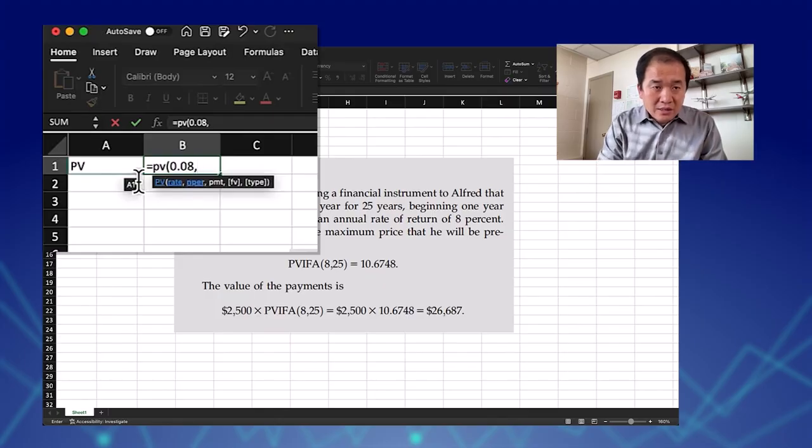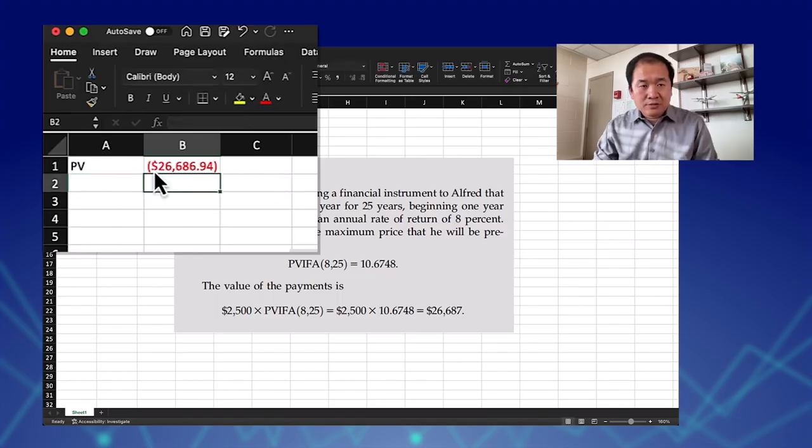Then the second one is the number of payments. Here it's only annual payments for 25 years, so the total number of payments is 25. Then the payment amount. Each year, Alfred is going to receive $2,500. For the next two parameters, you can just omit them, because for most annuity calculations you do not need to use them. If there's no balloon payment at the very end, and if the payment is made at the end of each period rather than at the beginning of each period, then you just omit the last two parameters. Now you finish the calculation.